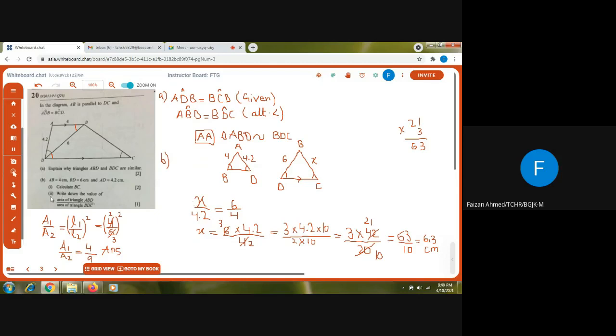In the second part of part B, we have to find the ratio of the areas of both the triangles. The area of similar figures can be calculated by a formula, that is A1 upon A2 is equal to L1 upon L2 whole squared. I am writing the area of triangle ABD as A1 and the area of triangle BDC as A2. And L1 upon L2, you know that L1 is the length of the first triangle and L2 is the length of the second triangle. Since I am taking A1 as the area of triangle ABD, the length will be AB, and you can see that AB is 4 centimeters.